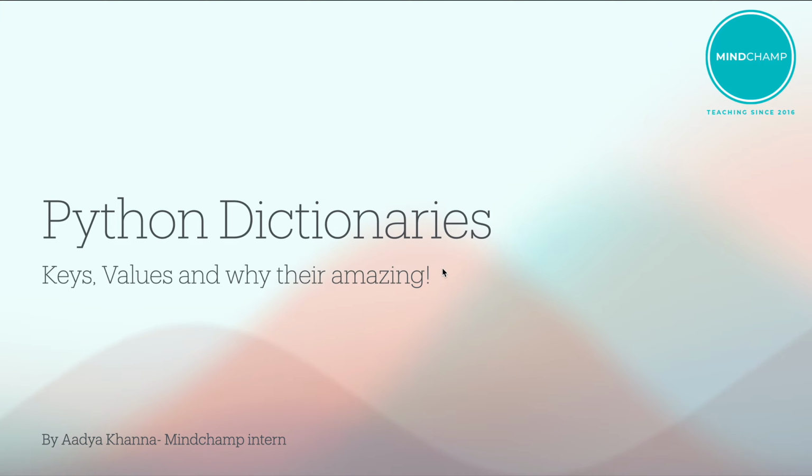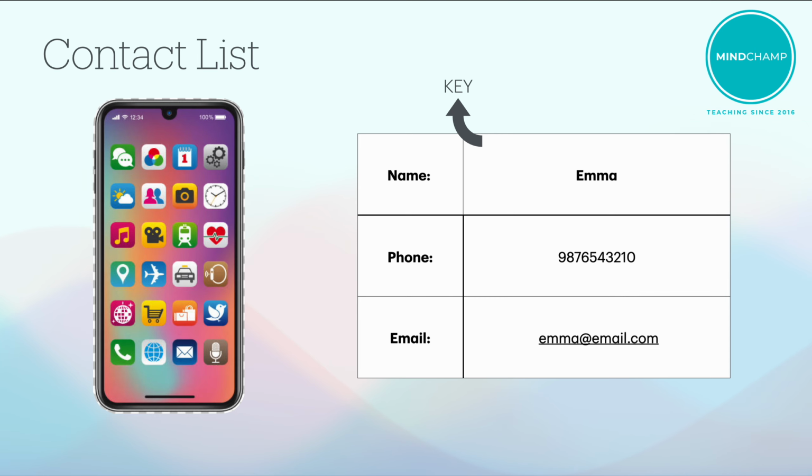We'll explore Python dictionaries, one of the most powerful and flexible data types in Python. Think of a dictionary like your phone's contact list. You look up a name and get details like a number or email. The name is the key, and the rest, the phone and the email, are values.